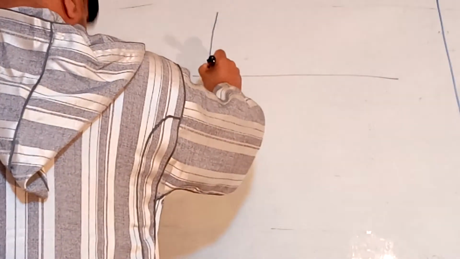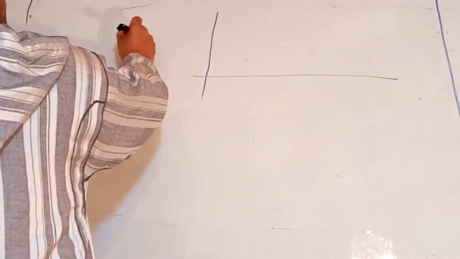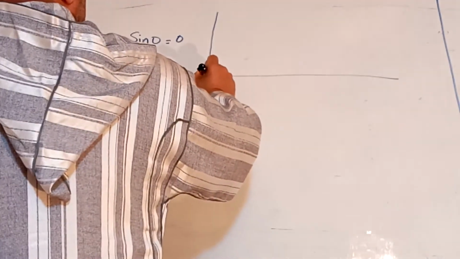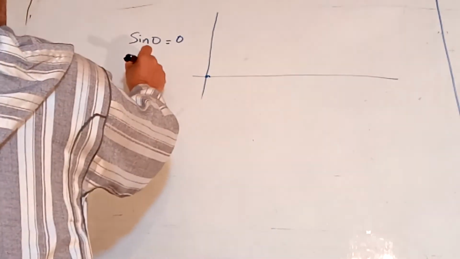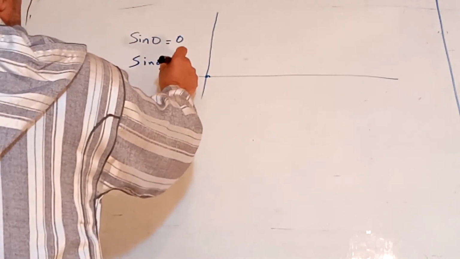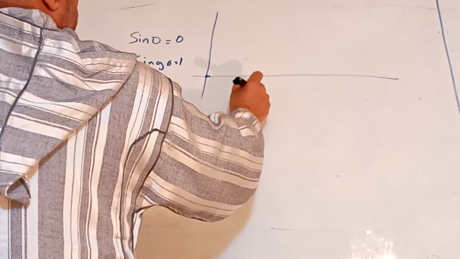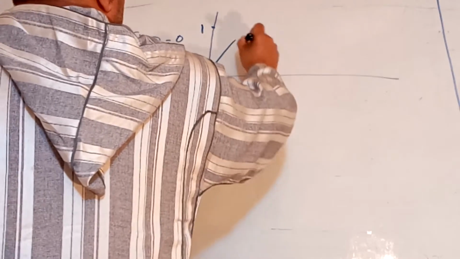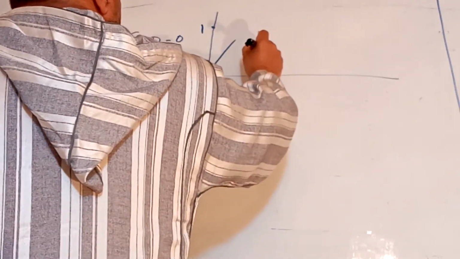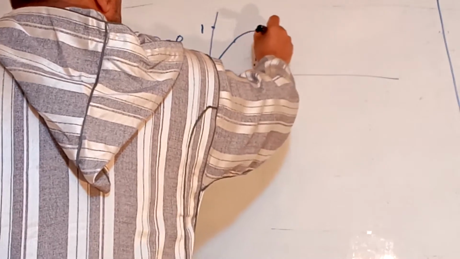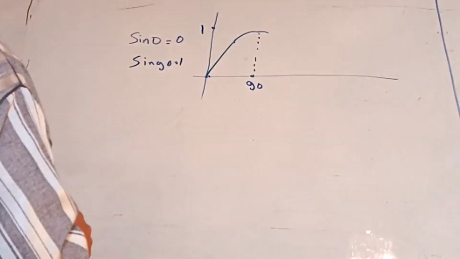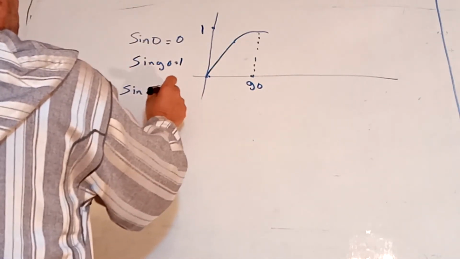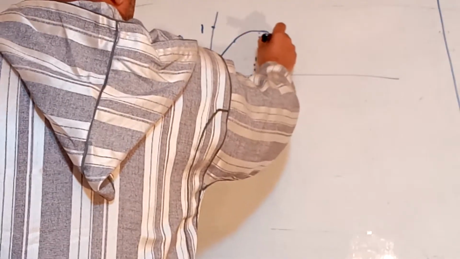Alright, sine graph. Sine 0, you know that sine 0 equals 0. Alright, so this is 0. Sine 90 equals 1. So when this is 90, this will be 1. So it will go like this. This is the peak. You know also sine 180 equals 0. So it will go again like this.